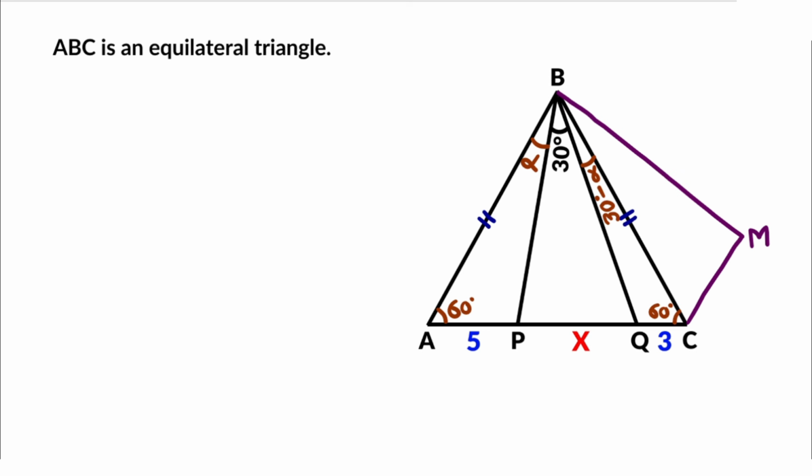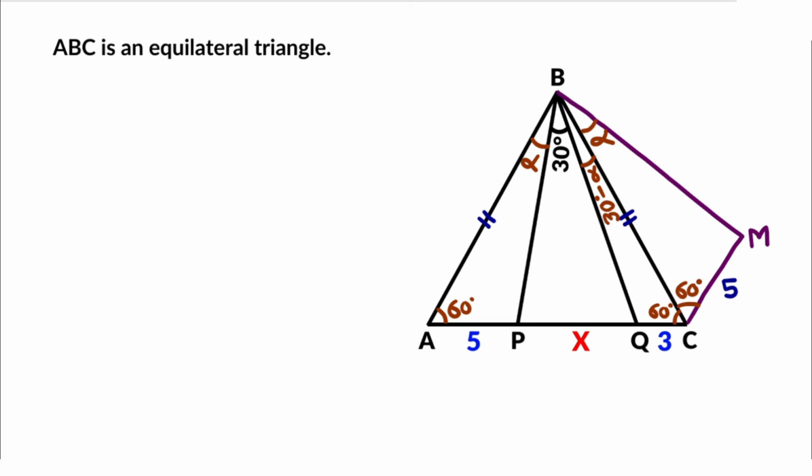Because rotation preserves both lengths and angles, triangle BCM is an exact copy of triangle ABP. That immediately tells us several useful facts. Segment CM is equal to segment AP, so CM is 5. Angle BCM is 60 degrees, and angle CBM is equal to alpha.